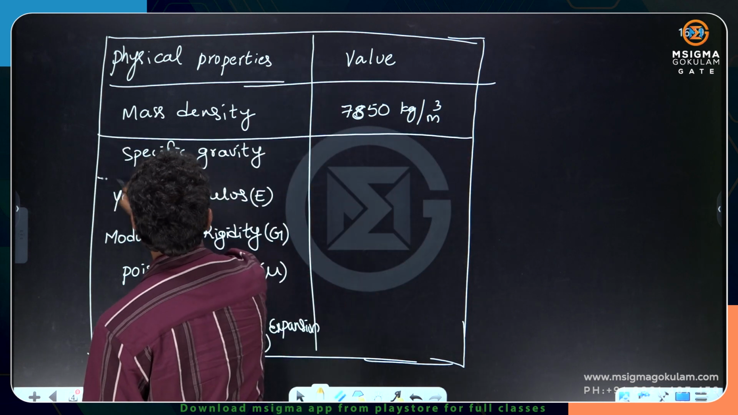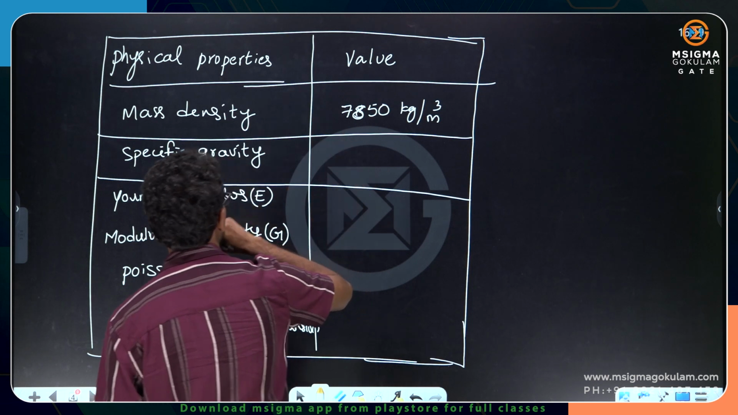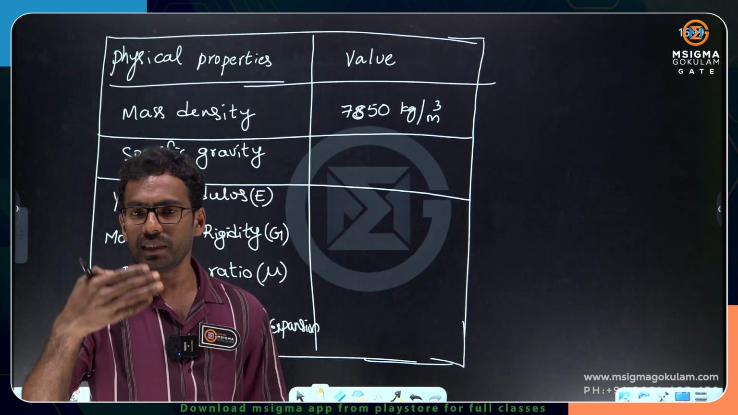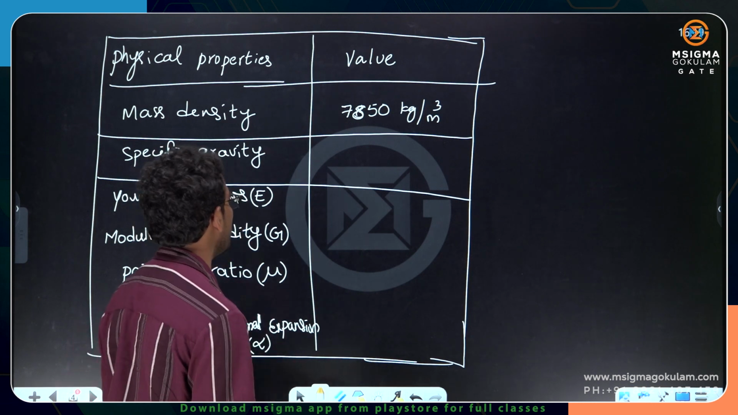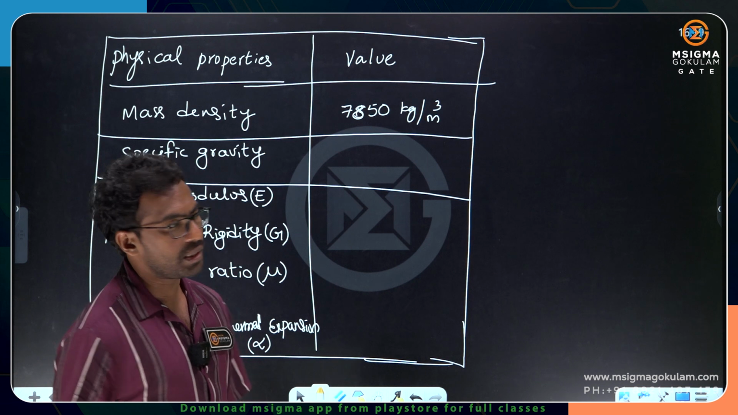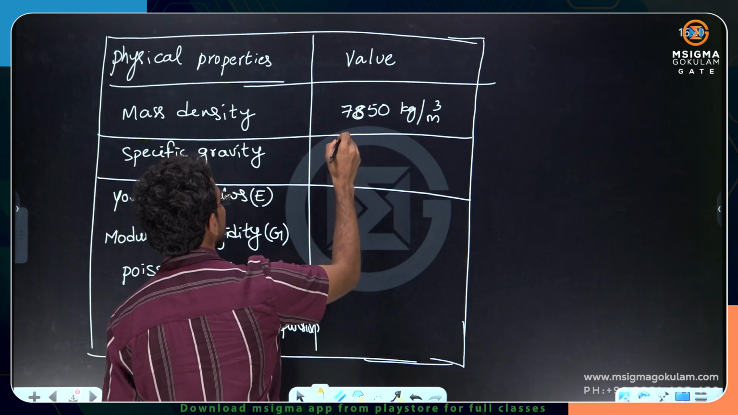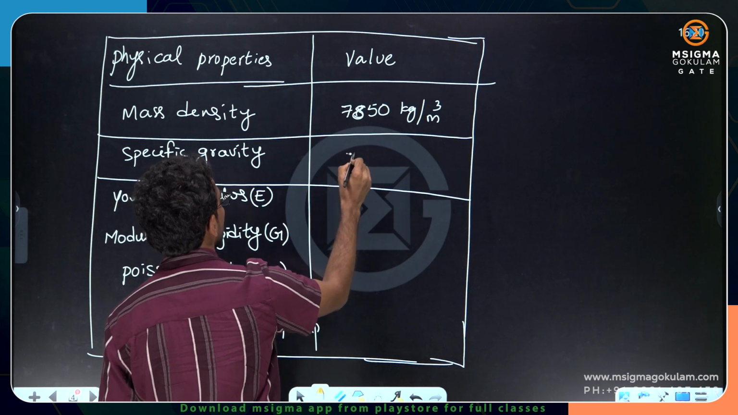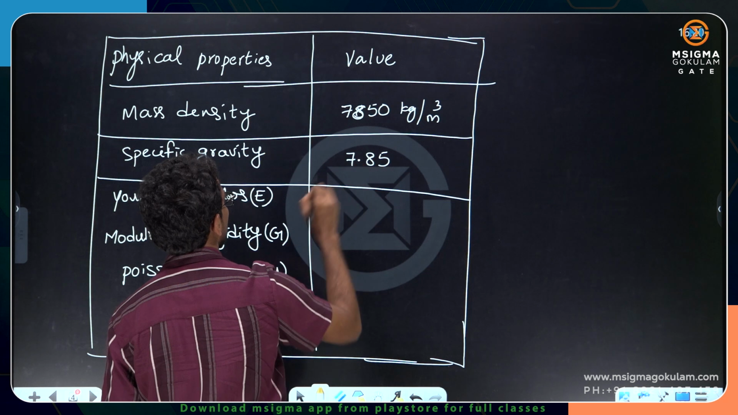And what is the specific gravity? As we know, specific gravity is the density of a material divided by the density of a standard substance, that is water basically. Water's mass density is 1000 kg per meter cube. Just divide the density of the steel by the density of water, that is 7850 by 1000, it gives 7.85 as the specific gravity of the steel.